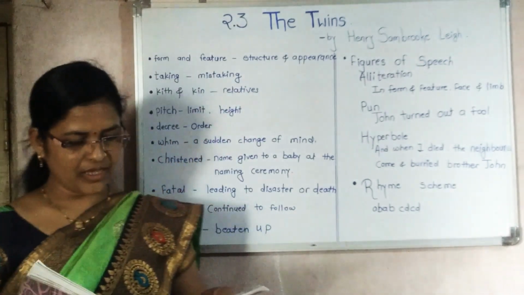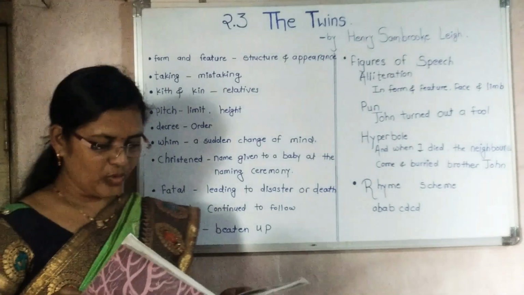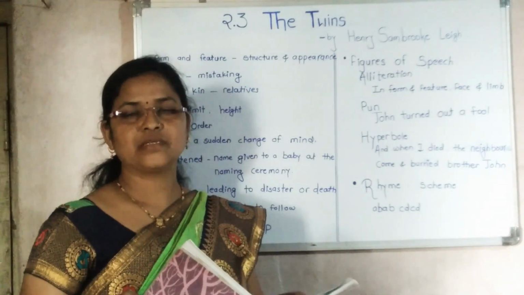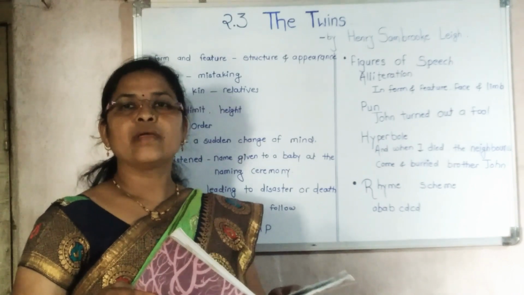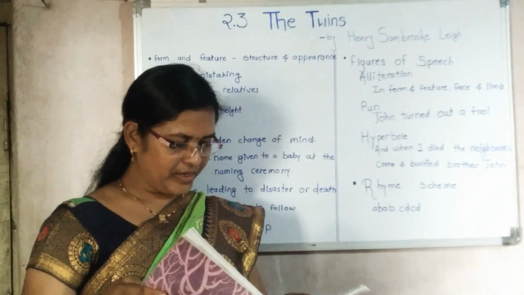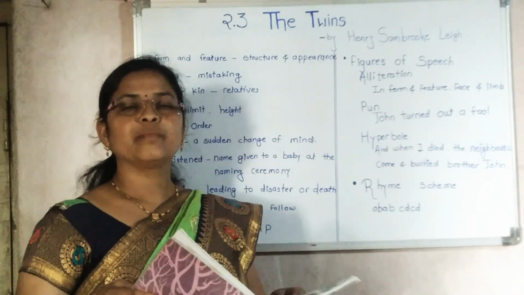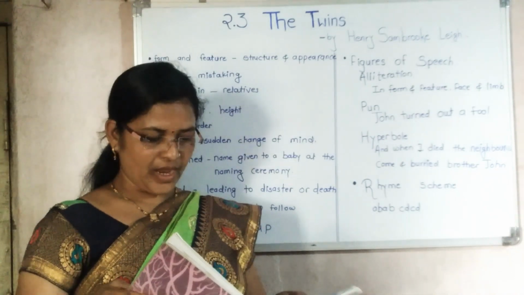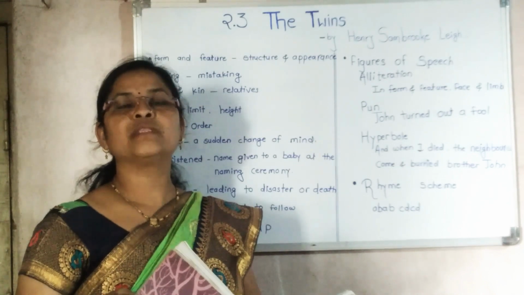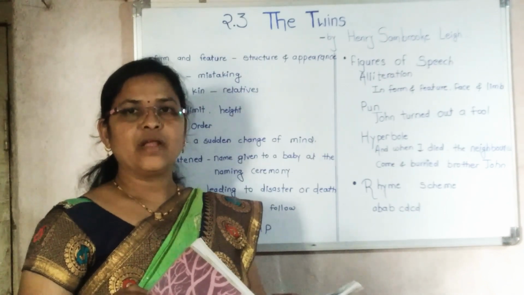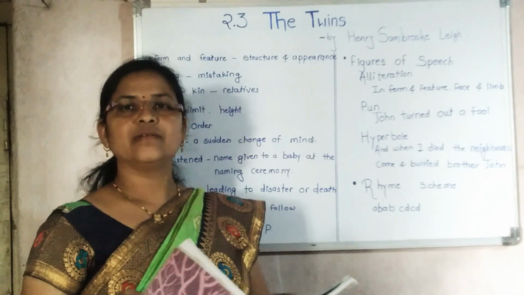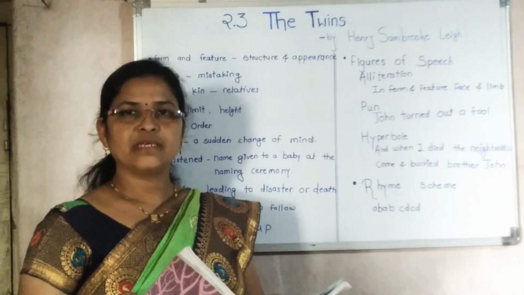And in the concluding stanza, the poet depicted how his domestic life is also affected because of their physical resemblance. There are absurd mistakes in the life of the poet. The girl he intended to marry, Mary, becomes his brother's wife. Such absurd and senseless mistakes went on until the end of his life. At last, the speaker died. At that time, all the neighbors came and buried his brother John.